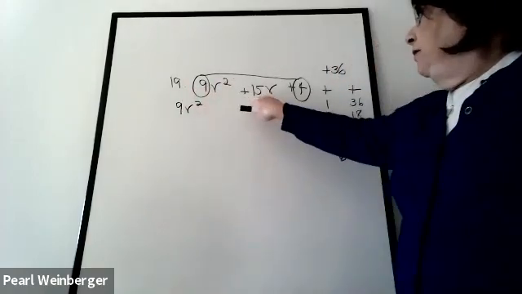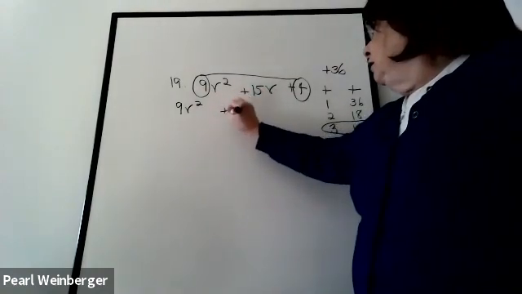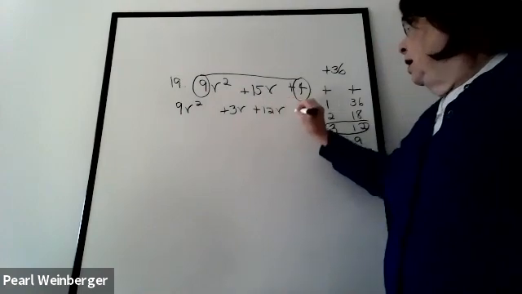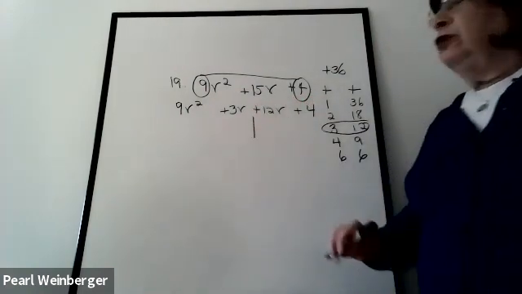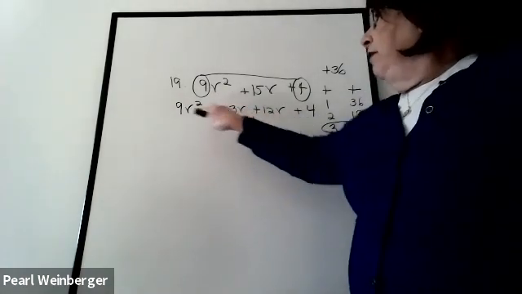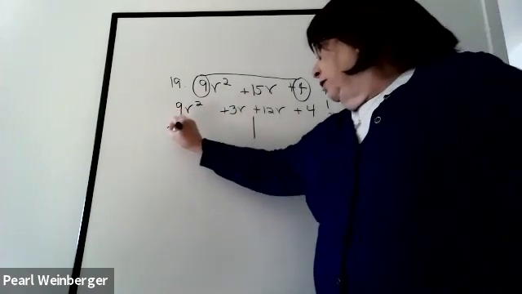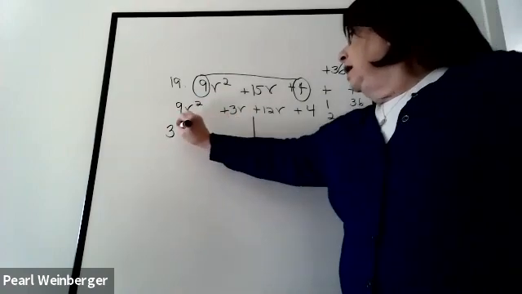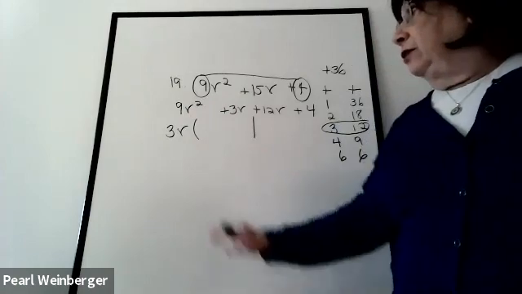I break up the 15r into 3r and 12r, and I bring down the 4. I do this so I can use grouping. And in my first group, I see a common factor. First of all, 3 and 9 give me a common factor of 3. R squared and r give me a common factor of r. So 3r is my common factor.